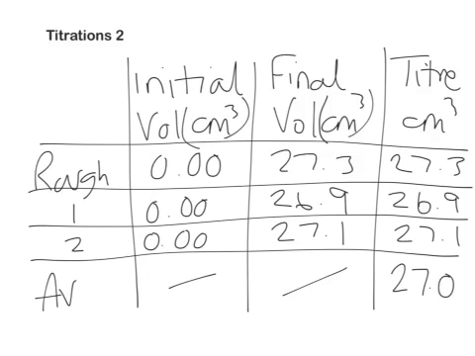Okay, so you've now got your results. So here's my table that I've produced, and as you can see, my average titration for the two actual titrations that I've done is 27.0. So this is the value I'm going to use.